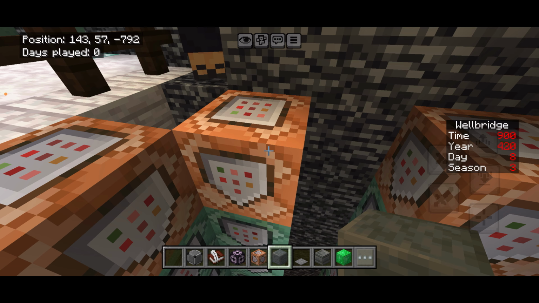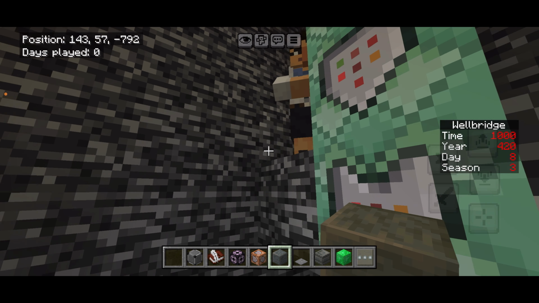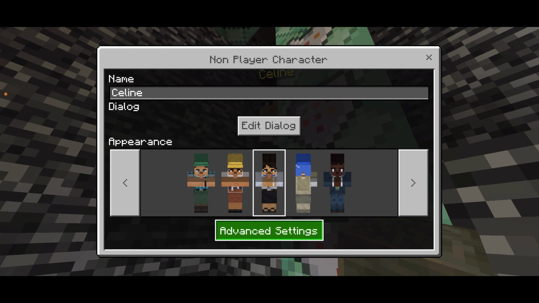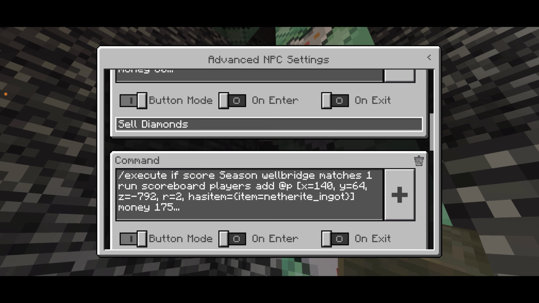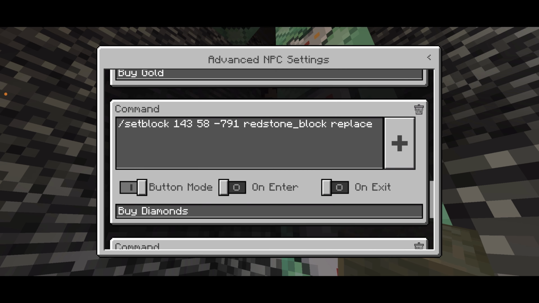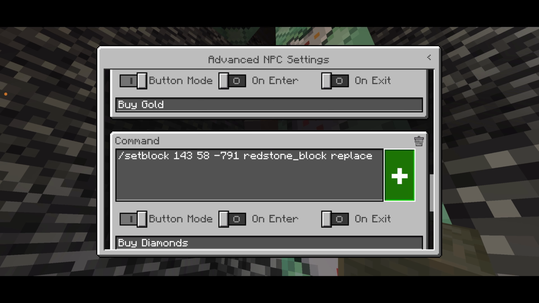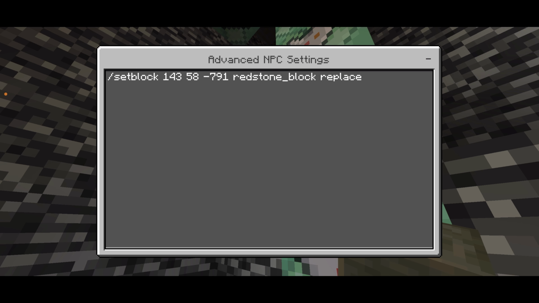and again, if you have already decided you're not going to do a season system, you could quite literally not have the set block in the button or the other set block for air replace. You could just put those 3 commands in yourself. So here, for the buy diamonds, it wouldn't say the redstone block replace. It would just be this module that I'm giving you.